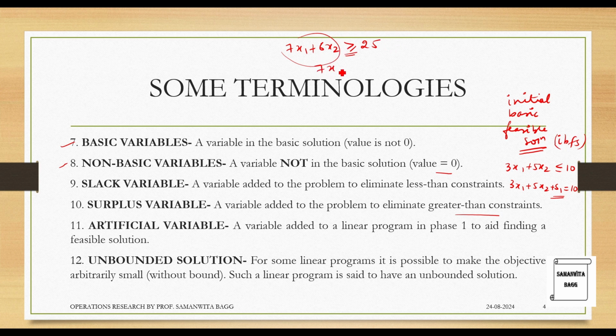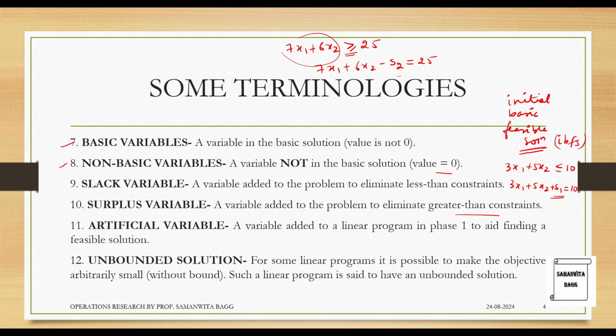So you can write 7x1 plus 6x2 minus S2 is equal to 25. I have written S2 because I have already written S1 here. This is called a surplus variable. So whatever you subtract is the surplus variable, and what you add is called the slack variable.